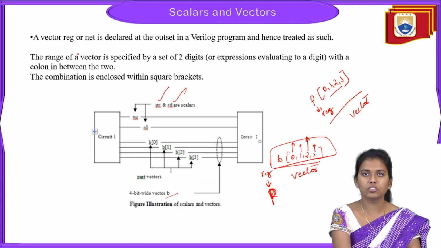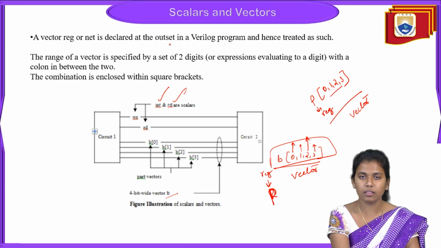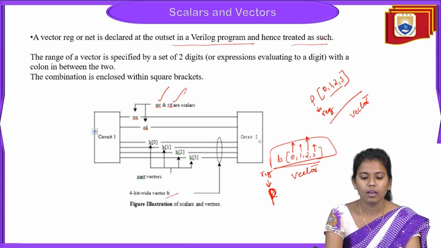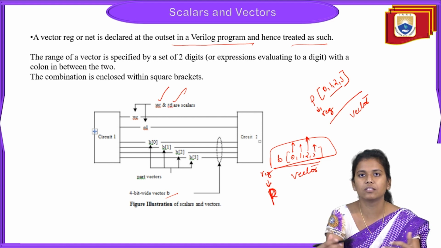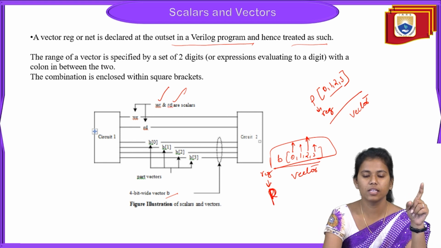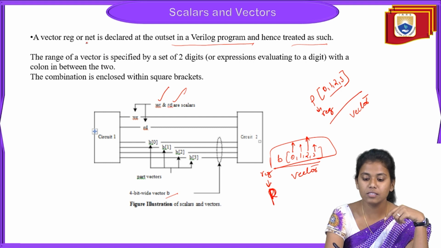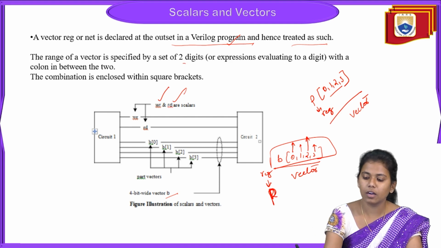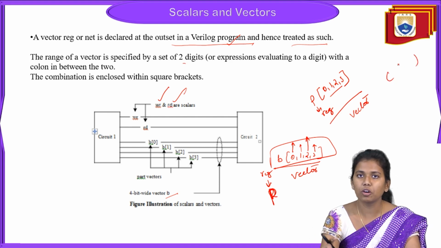A vector register or net is declared as an output in a Verilog program and hence treated as such. Here, the vector register consists of a group of numbers all combined as one. So we are calling it a net, or we can call it a vector. The range of the vector is specified by a set of 2 digits.